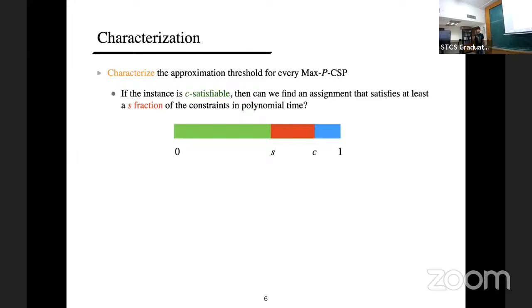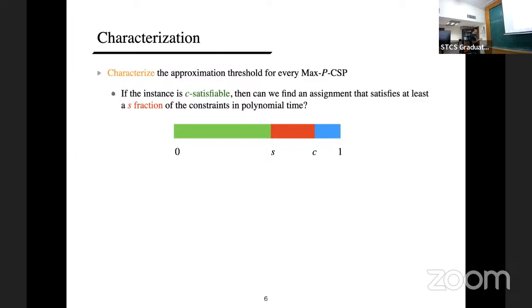The ideal goal would be, if you are given an instance which is c-satisfiable, give me in polynomial time an assignment that satisfies c fraction of the constraints. But this is a weaker goal, depending on how small s is. So this is what we want to understand. Does the question make sense? c and s are some fixed numbers, they're not part of the input. They are part of the problem.